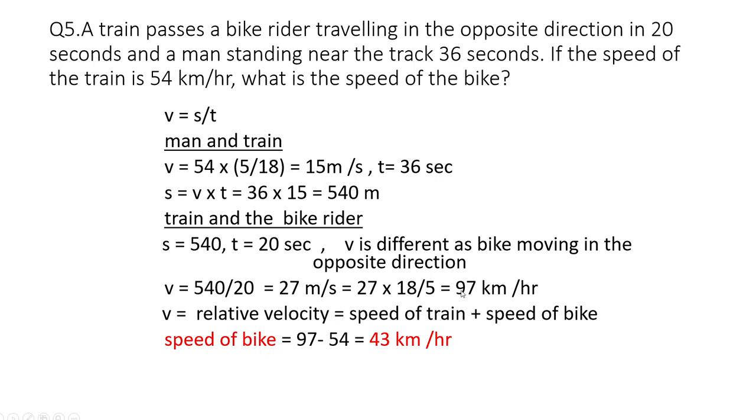So when there are two objects and they are moving in the opposite direction, we want to consider the relative velocity as the sum of their velocities, and when they are moving in the same direction, we want to take the difference between them. Hope you understood these questions.